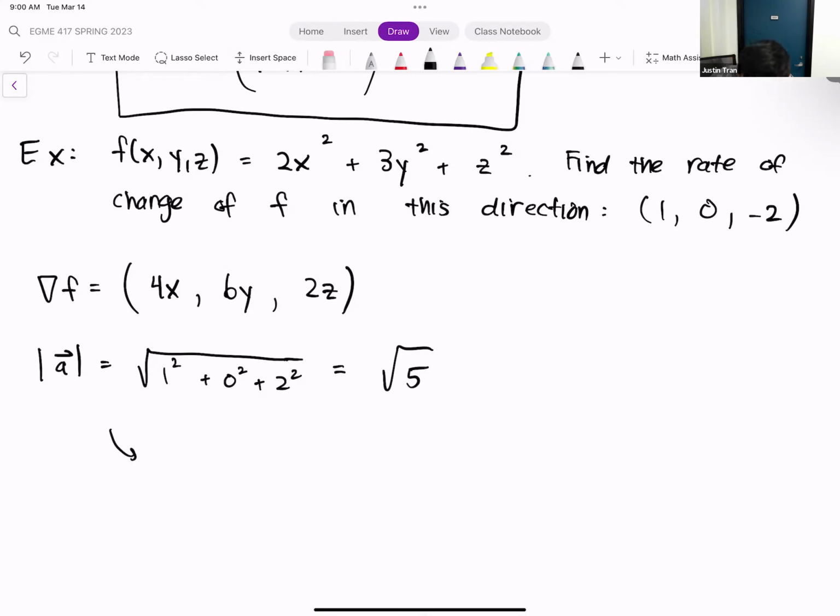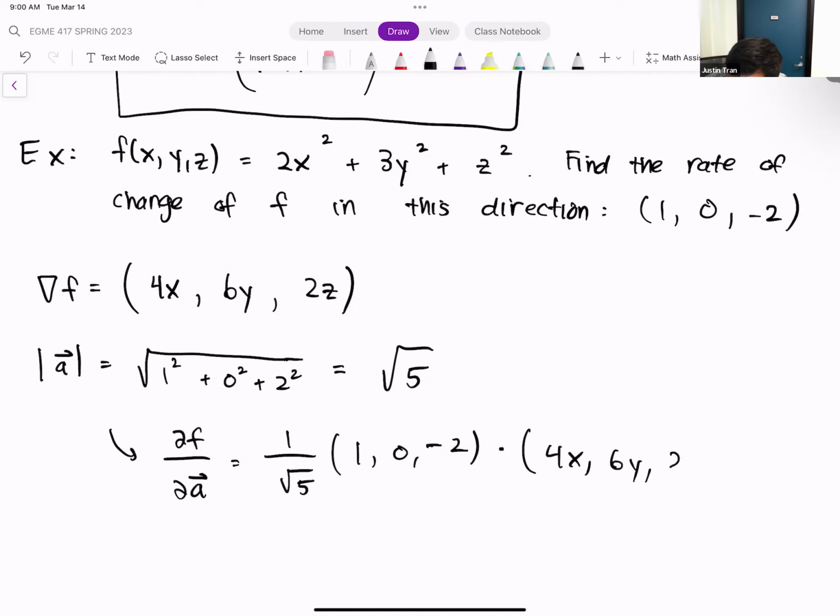All right, so we plug this in. So we have partial f, partial a, equal to 1 over root 5 times our directional vector, 1, 0, 2, dot product with the gradient, 4x, 6y, 2.